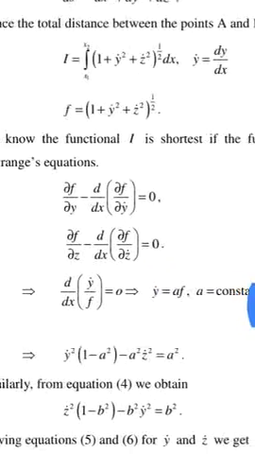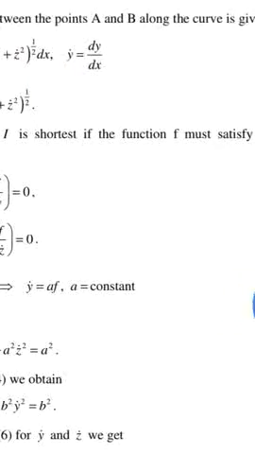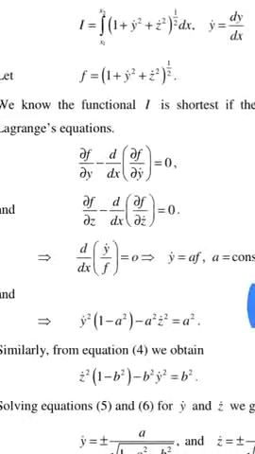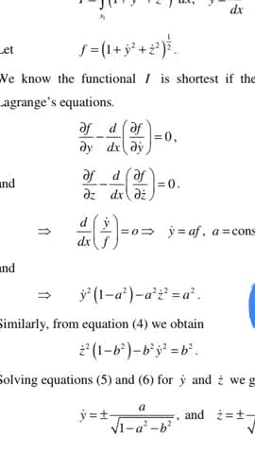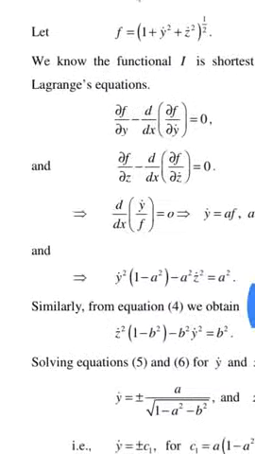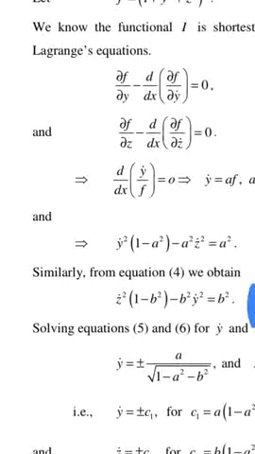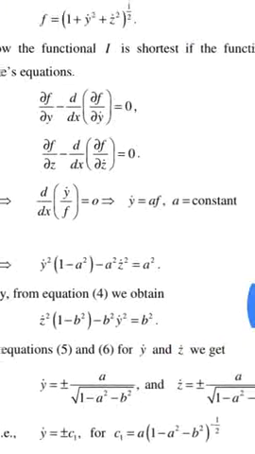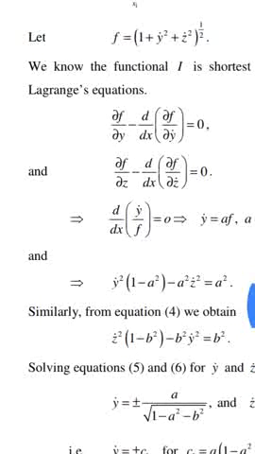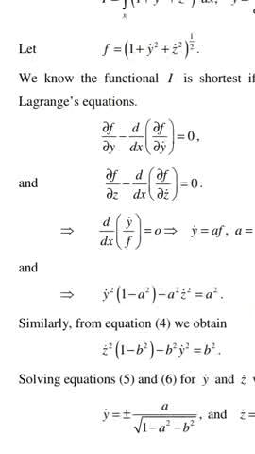We know the functional is shortest if the function f satisfies Euler-Lagrange differential equations: ∂f/∂y − d/dx(∂f/∂y dot) = 0 and ∂f/∂z − d/dx(∂f/∂z dot) = 0. Here the coefficients of y and z are absent, therefore ∂f/∂y = 0 and ∂f/∂z = 0, and the coefficients of y dot and z dot are present.